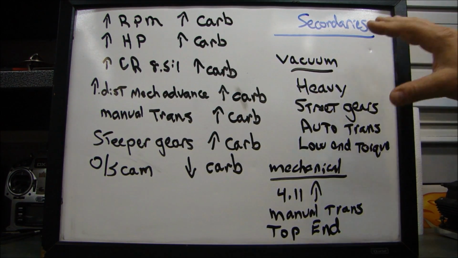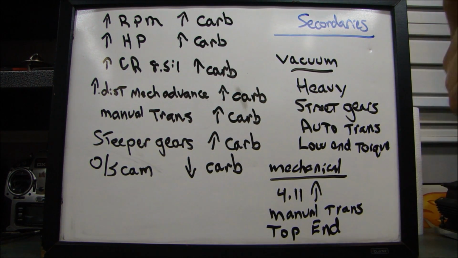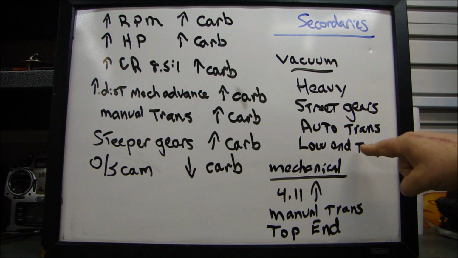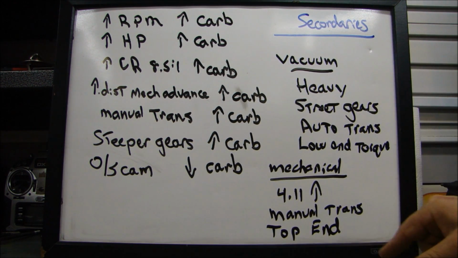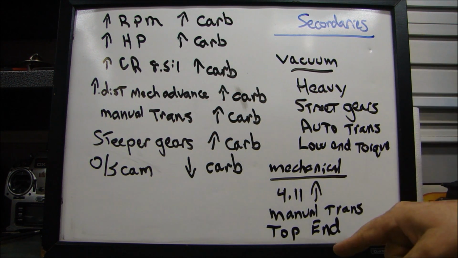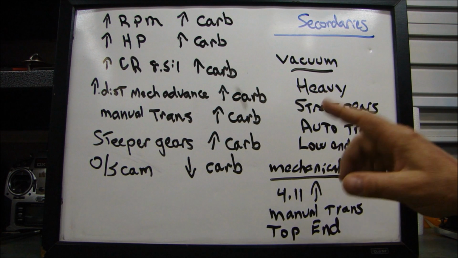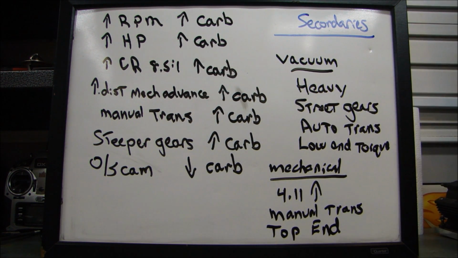And also, some more information on your secondaries. Vacuum secondaries, if your car is heavy, if you have street gears, you have an automatic transmission, or you have an engine built for low-end torque, use a vacuum secondary. Mechanical secondaries, you have 411 gears or higher, use mechanical. Manual transmission, mechanical, and also if you want top-end performance, go with mechanical secondaries.